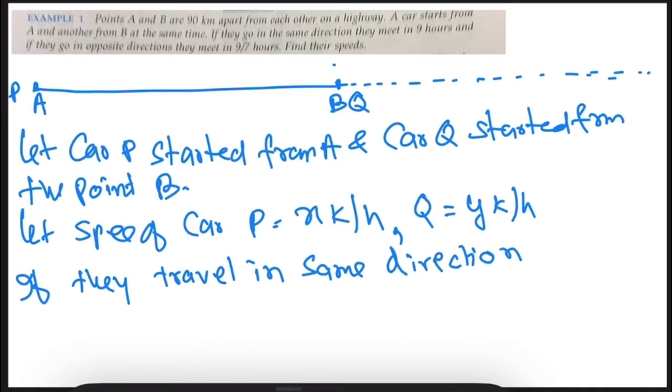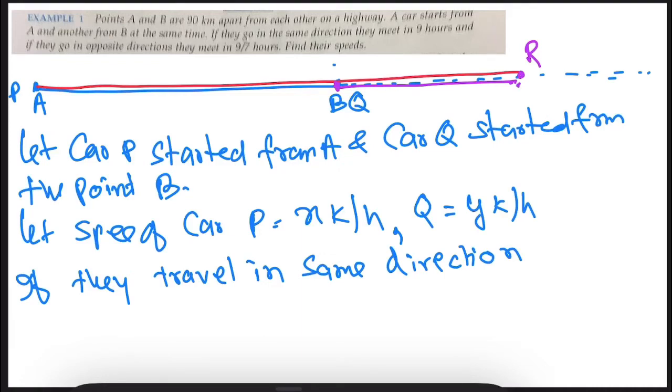Same direction means P is moving this way, going zoom like that, and this one is a little bit slower car, so this is also going zoom, and both of them will meet over here. Let us say at R they met, both of them. In how many hours? So what is he saying?